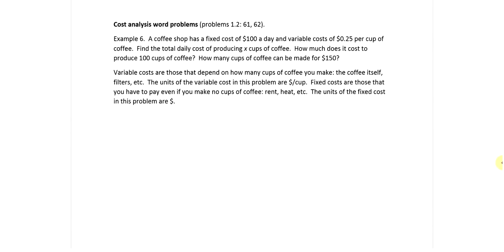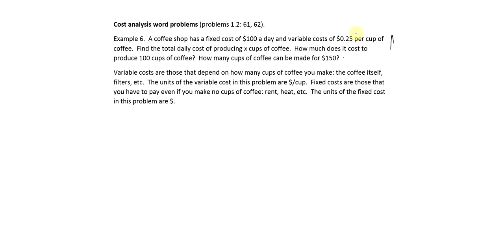And of course, then we have these word problems, because every section has word problems. And here the question is, all the problems in section 1.2 deal with lines. So in this example, we have a coffee shop that's got a fixed cost of $100 a day, variable cost of 25 cents, right, $0.25 per cup of coffee. We want to know what's the total daily cost of producing x cups of coffee. And then how much does it cost to produce 100 cups? How many cups of coffee can you make for $150?